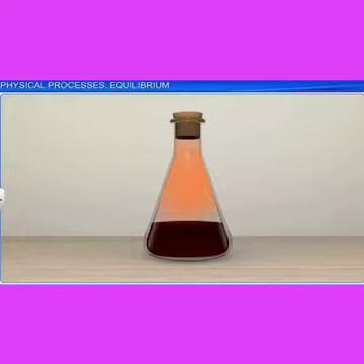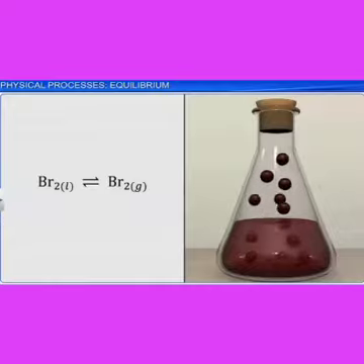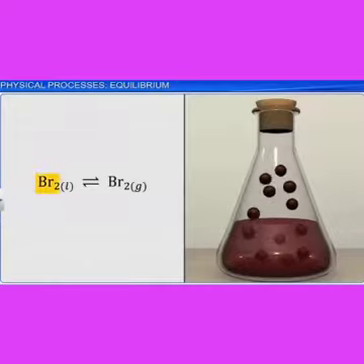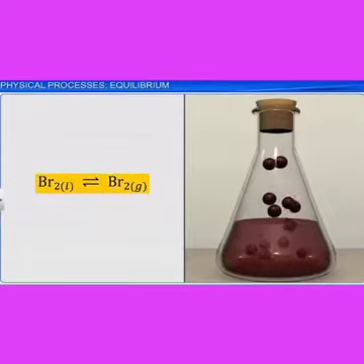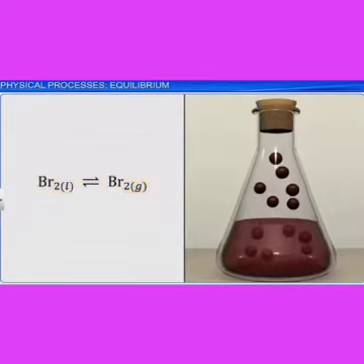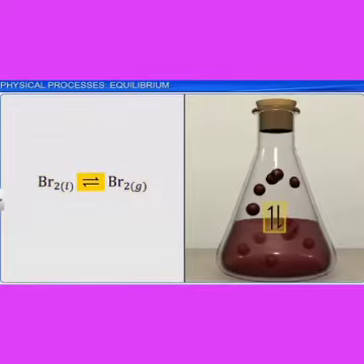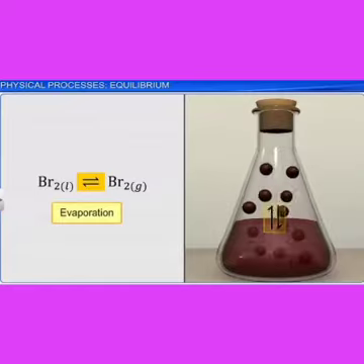The equilibrium of liquid bromine with its vapor may be represented as Br2 liquid in equilibrium with Br2 gas. The pair of half-headed arrows indicates that the two processes, evaporation and condensation, are occurring simultaneously.